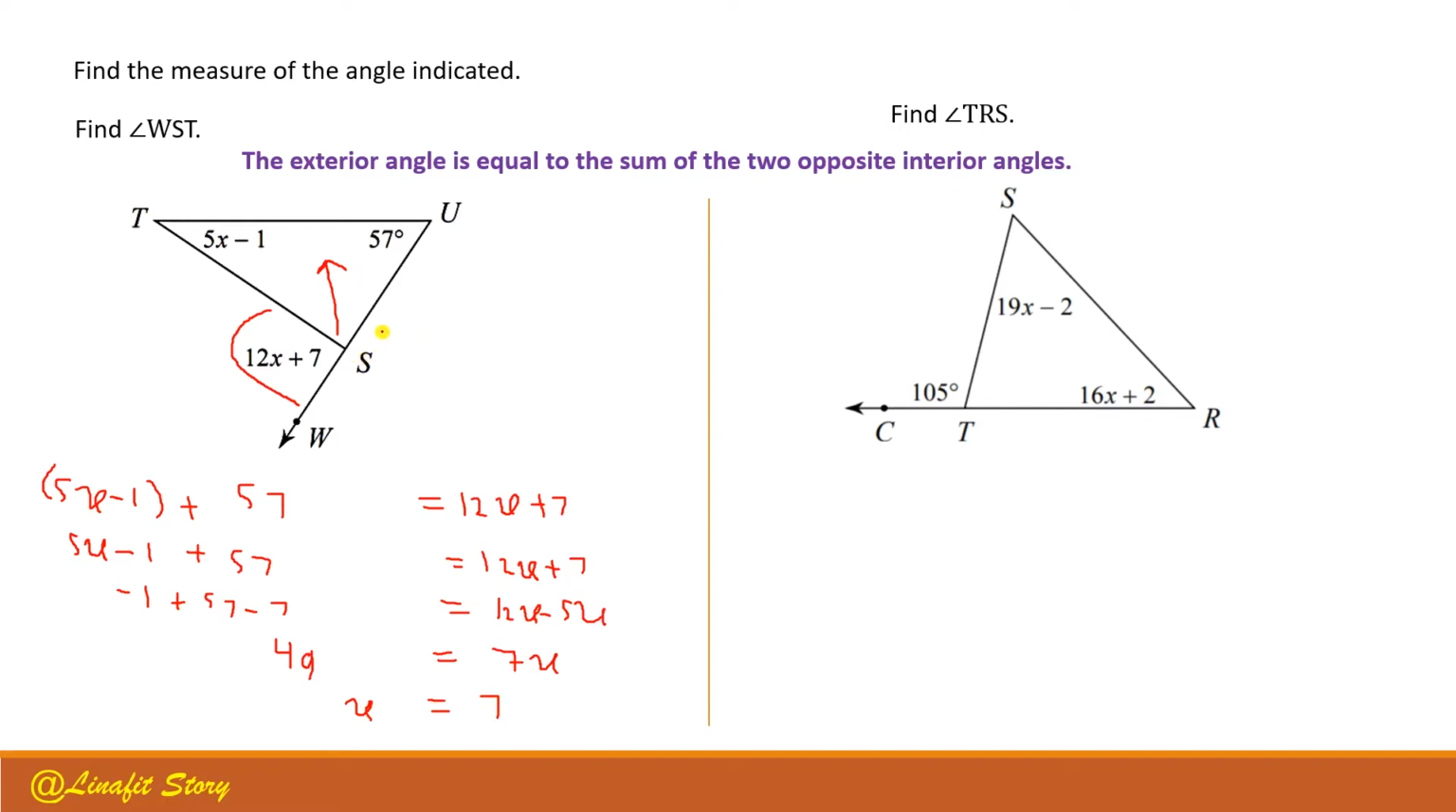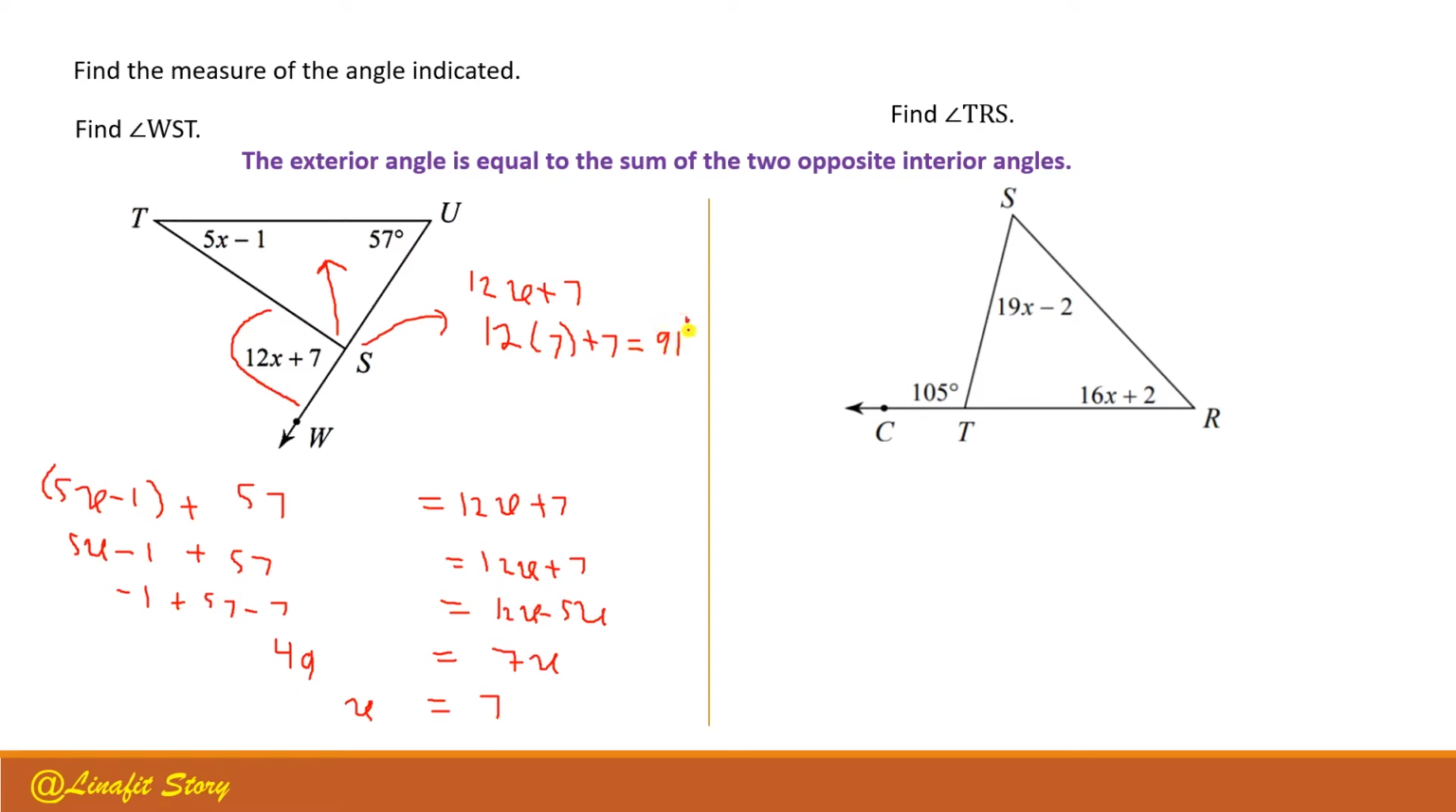So to get angle WST, it is 12x plus 7. So 12 times 7 plus 7 is equal to 91 degrees.